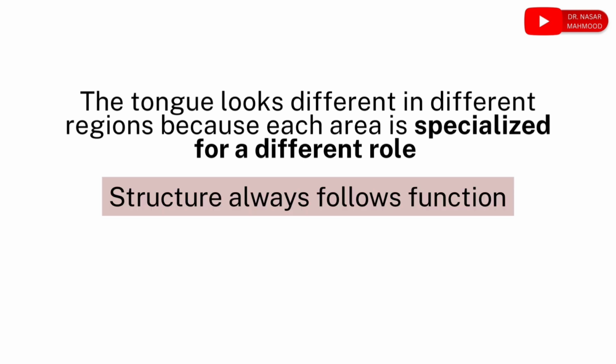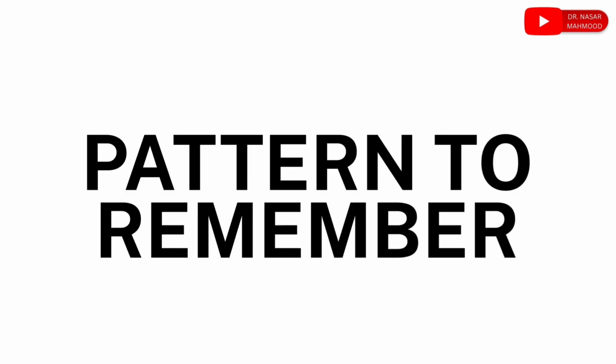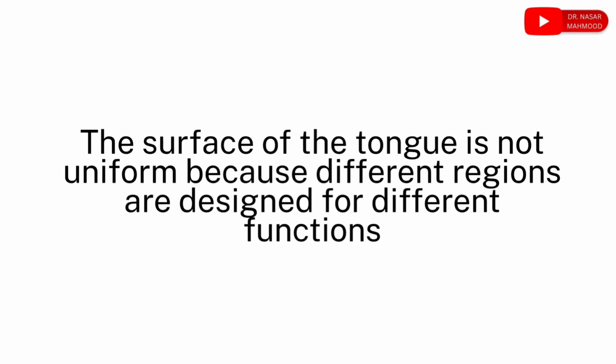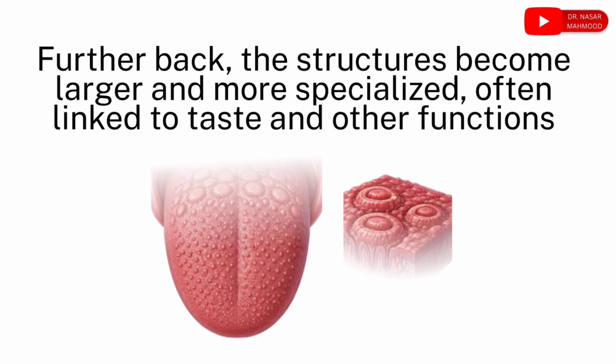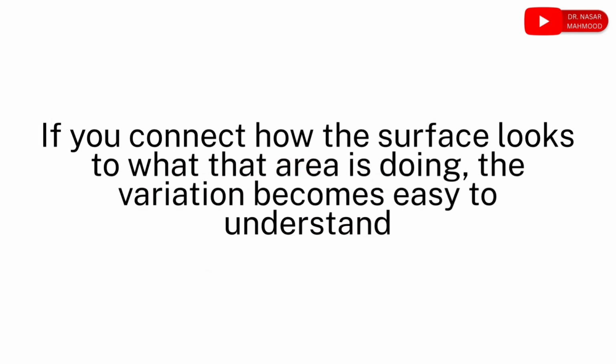Structure always follows function. Here's the pattern to remember. The surface of the tongue is not uniform because different regions are designed for different functions. The front of the tongue has many small projections that give it a rough texture and help move foods around. Further back, the structures become larger and more specialized, often linked to taste and other functions. If we connect how the surface looks to what its area is doing, the variation becomes easy to understand.